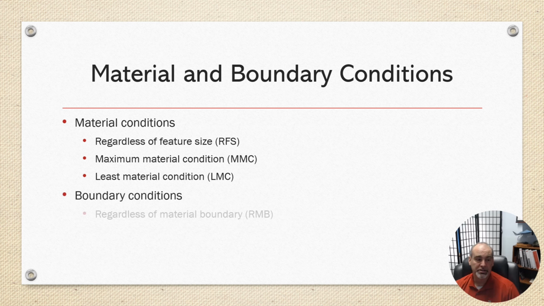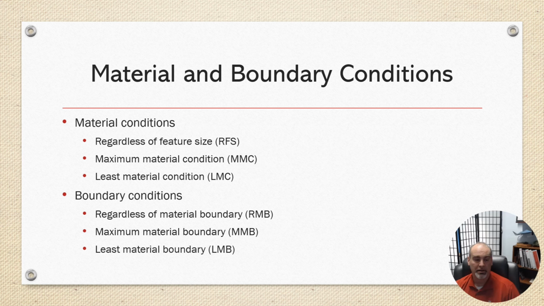Okay, the boundary conditions are basically the same thing, but it's not, again, the physical part, but it's the allowable boundary on the drawing. So we have regardless of material boundary, same thing. If it's not called out, it's assumed that it's regardless of material boundary, RMB. Okay, and then there's maximum material boundary, MMB, and least material boundary, LMB. Okay, so I'm not sure why they introduced these new abbreviations.